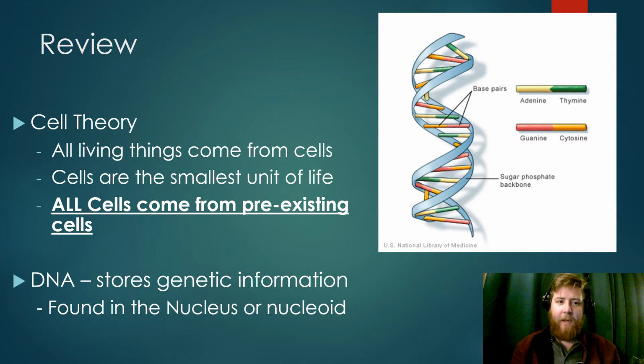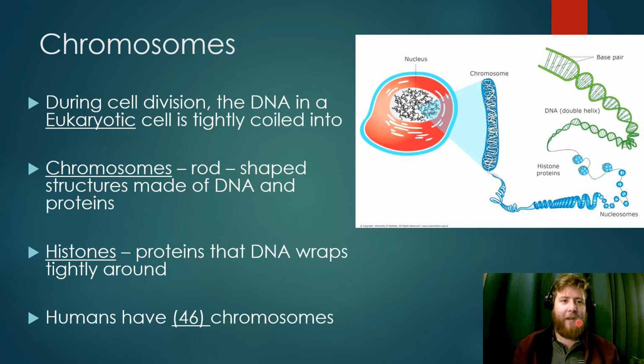Another thing we need to talk about is that DNA is where we store our genetic information. It's found in the nucleus, or nucleoid if you're a prokaryote. Remember, it has this double helix structure here, and these different bases will store the information. We're going to talk about next chapter how that information actually gets transferred and what those genes actually mean. But for this one, just remember that DNA is this helical structure. So with that, we can now jump into chromosomes.